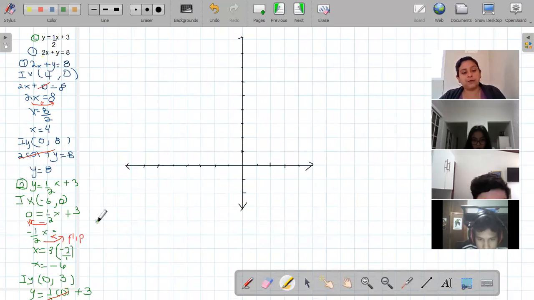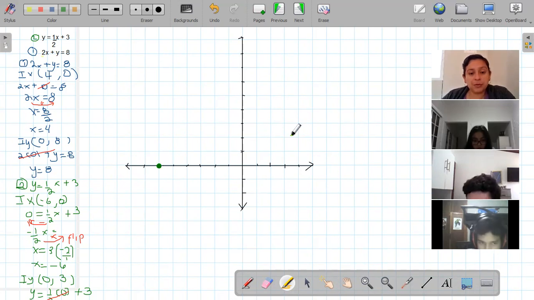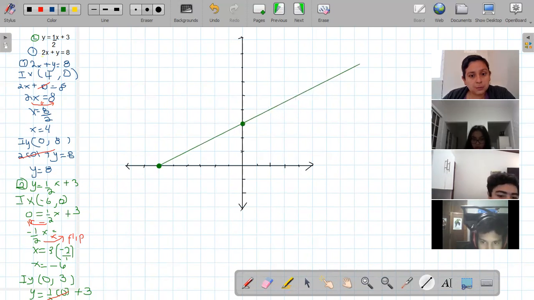Let's graph the green one first. We got -6 on the x, comma 0. 1, 2, 3, 4, 5, 6. -6, comma 0. And then 0, comma 3. 1, 2, 3. I connect those two points with a straight line, passing through the center.